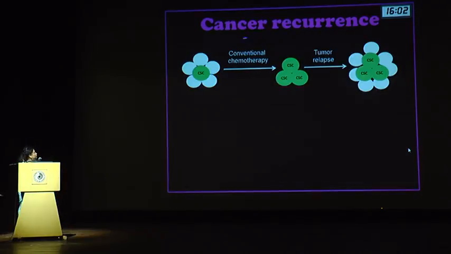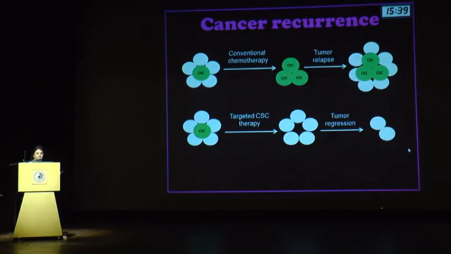So if you are administering in a tumor, you administer a conventional chemotherapy and kill these bulk tumor cells, but there will be these green cells which are left behind, and these are enough to set or bring back another tumor. And these cells very classically have been called a tumor initiating cell or a cancer stem cell.